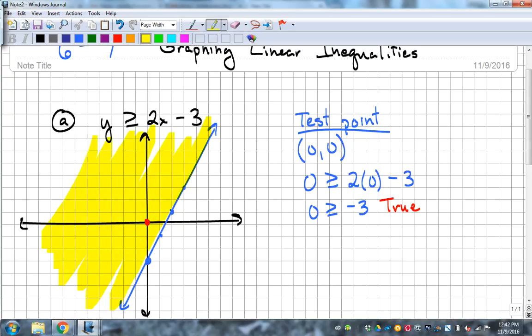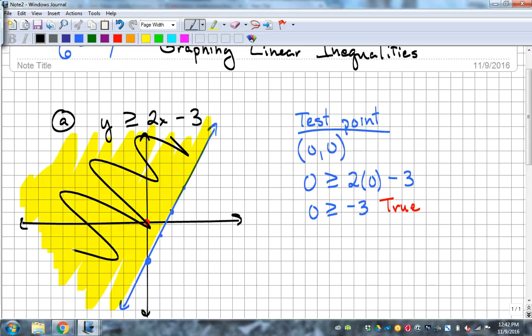So I would shade that side of the graph. All of these ordered pairs on this side of that line are answers to that inequality. And because it's equal to, the line is actually included in those answers. You don't have to shade it very dark, just kind of shade that it's there. Something like doing that with a pencil is good enough. That shows me where it's at.